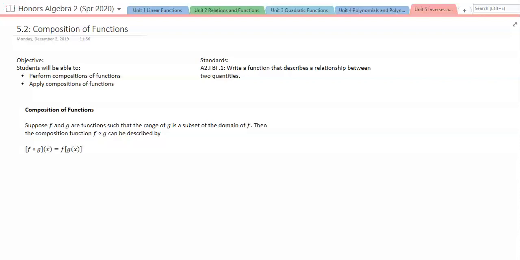We're going to look at 5.2 on composition of functions today. And so a couple of objectives that we're going to look at. The first is being able to perform the composition of functions and to be able to apply the composition of functions to problems. And so FBF 1 says writing a function that describes a relationship between two quantities, and that's exactly what we're going to do with compositions of functions.